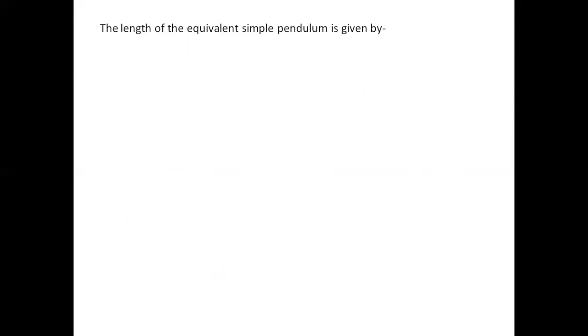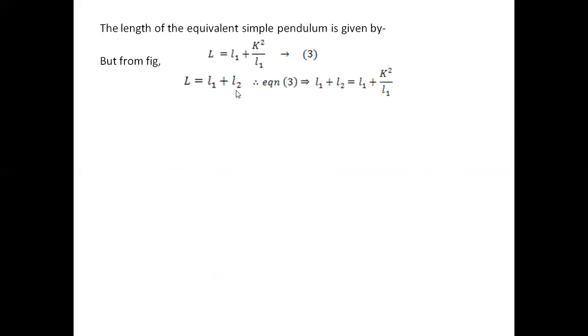We know that the length of the equivalent simple pendulum, capital L, can be written as L equal to L1 plus k square by L1. Take this as equation 3. But from the figure, L is equal to L1 plus L2. Then we get L1 plus L2 is equal to L1 plus k square by L1. From this equation, L2 is equal to k square by L1, or k square is equal to L1 into L2.